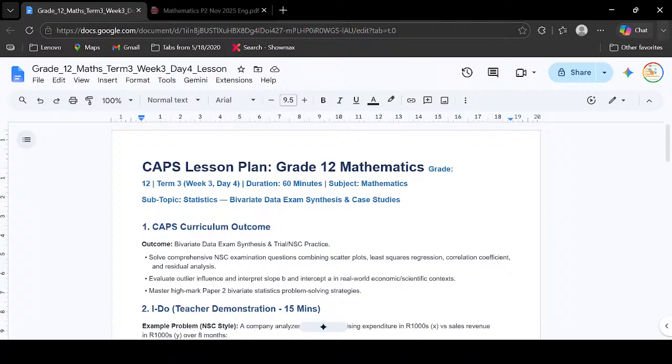Today we are dealing with the CAPS lesson plan of grade 12 mathematics. We are focusing on the curriculum outcome Bivariate data exam synthesis and trial NSC practice. How do they assess it in the NSC paper? We solve comprehensive NSC examination questions combining scatter plot, least squares regression, correlation coefficient, and residual analysis. We evaluate outlier influence and interpret slope B and intercept A in real-world economic and scientific contexts, mastering high-mark Paper 2 Bivariate Statistics problem-solving strategies.